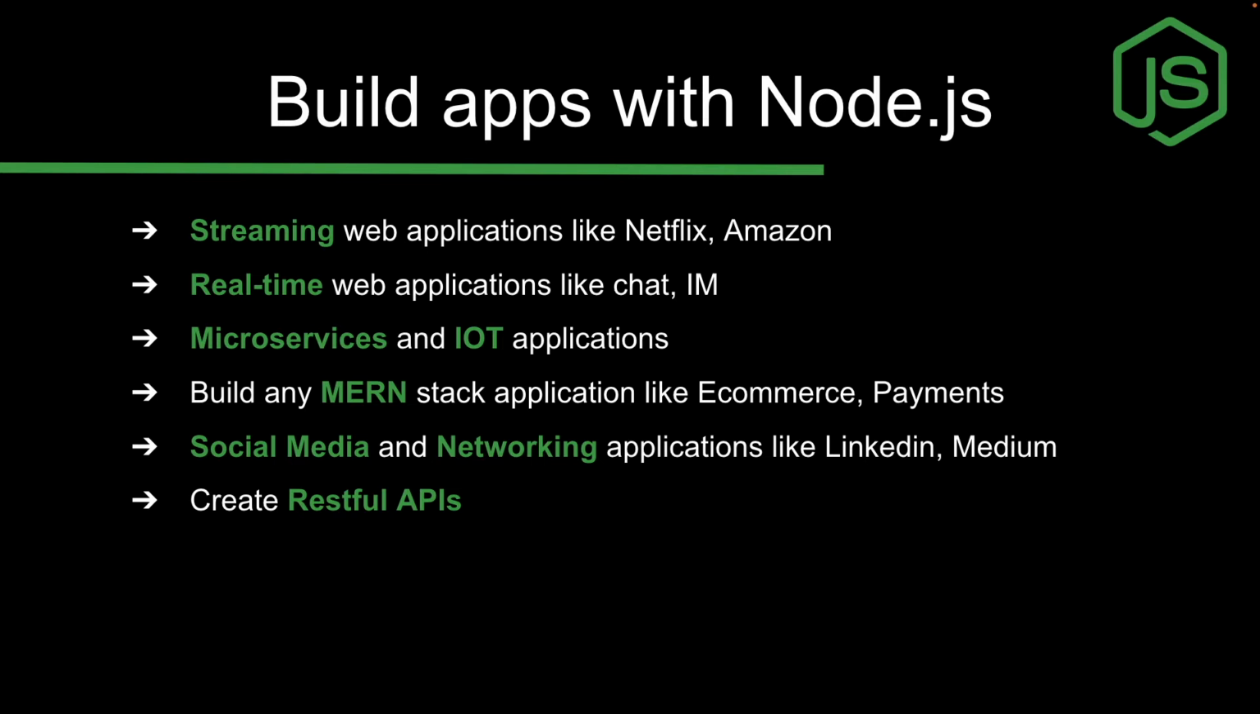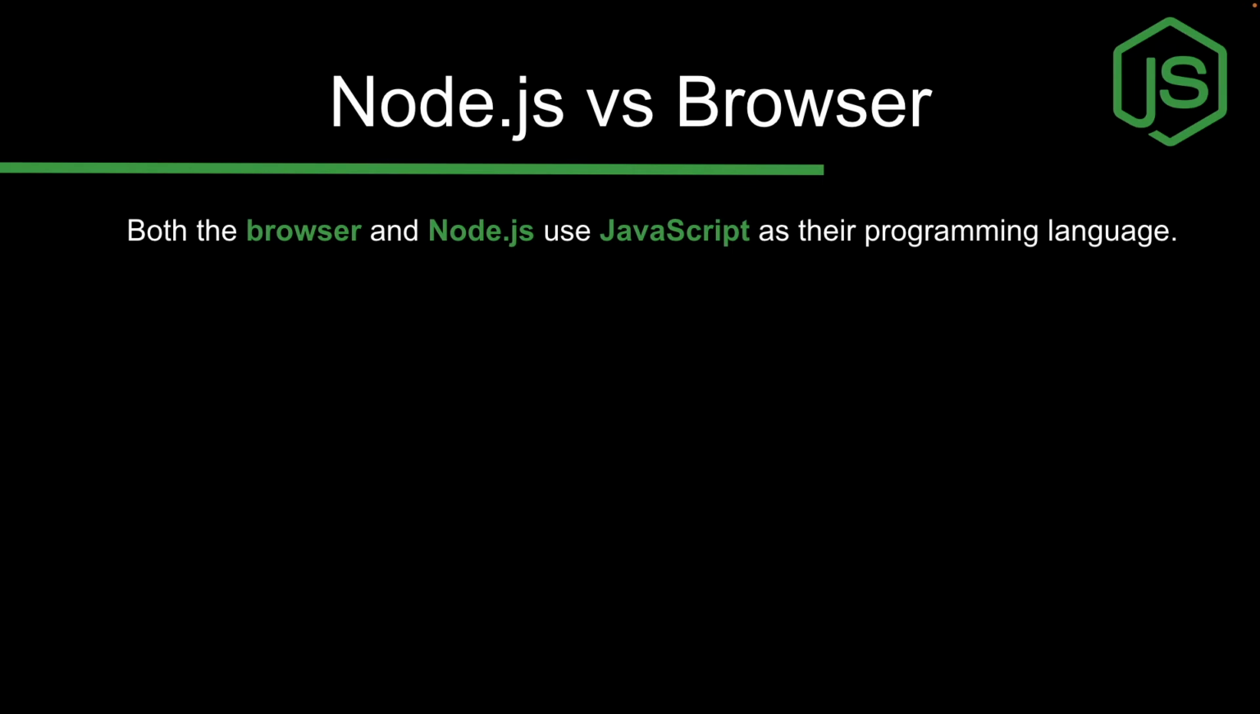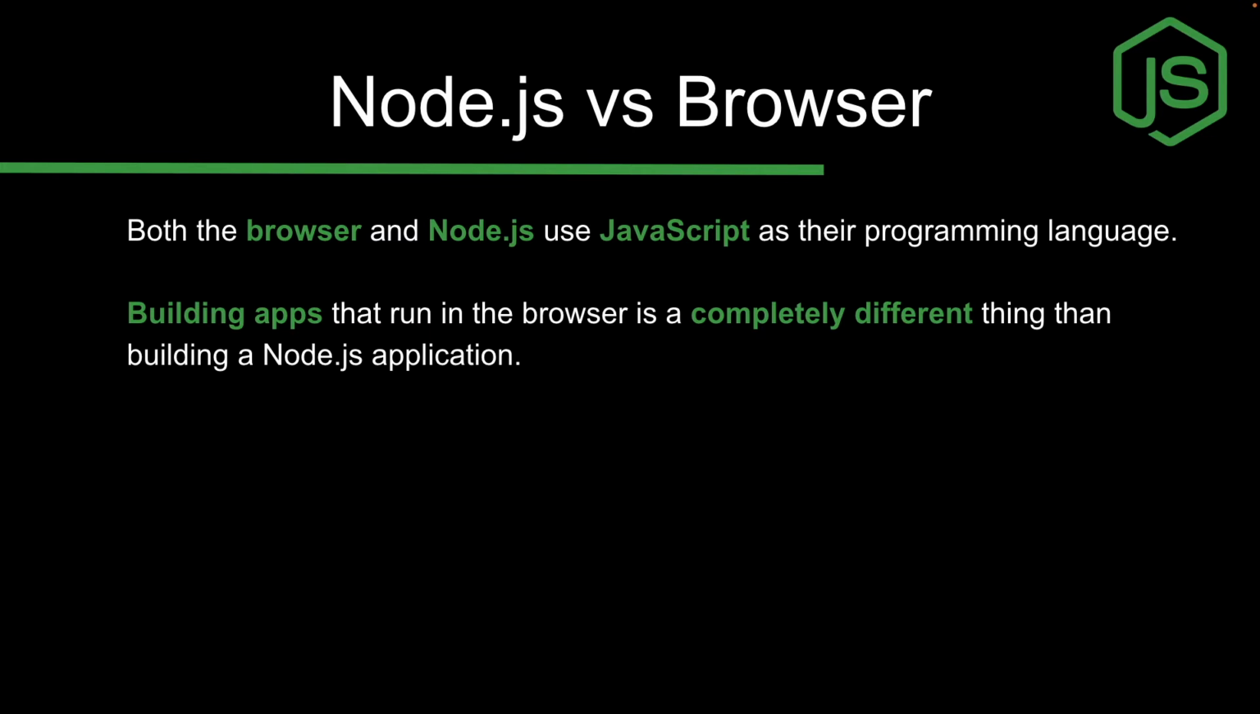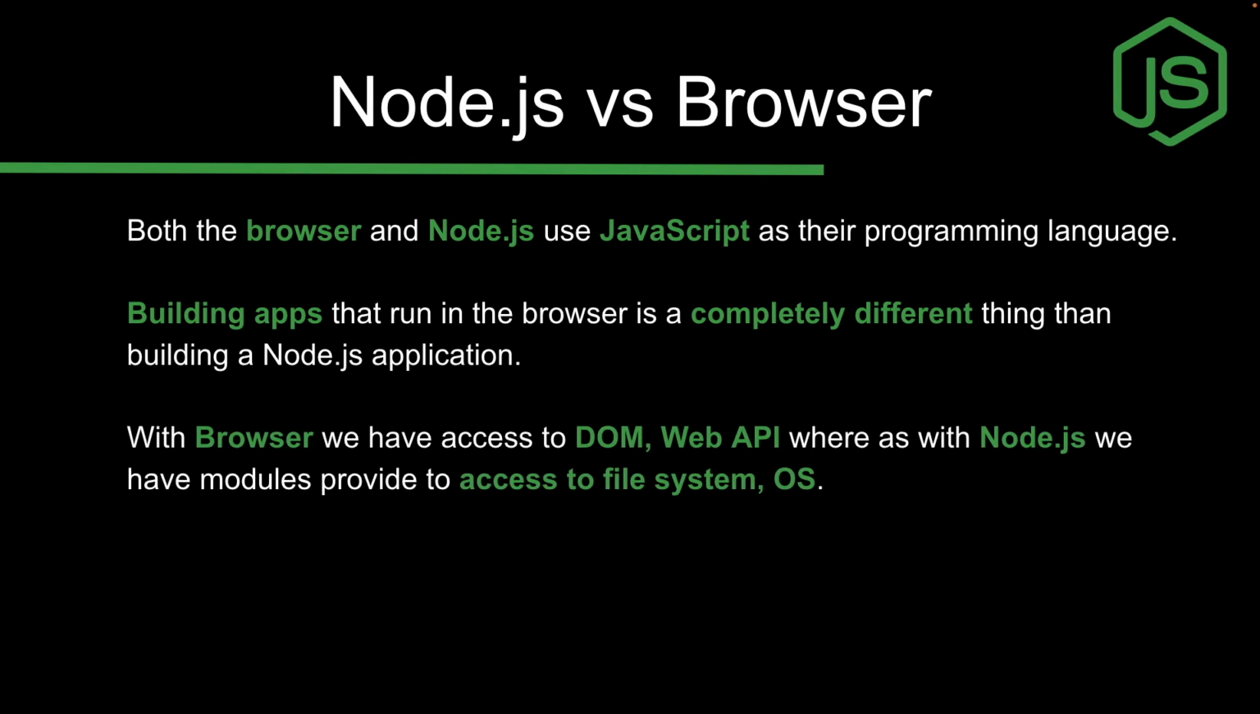Now let's understand the difference between Node.js and a browser. Both the browser and Node.js use JavaScript as their programming language. Building apps that run in the browser is a very different thing than building a Node.js application. And despite the fact that JavaScript is all over the place, there are some key differences that make the experience radically different. With the browser, we have access to DOM elements and web APIs, whereas with Node.js, we have modules to access file systems and the OS.